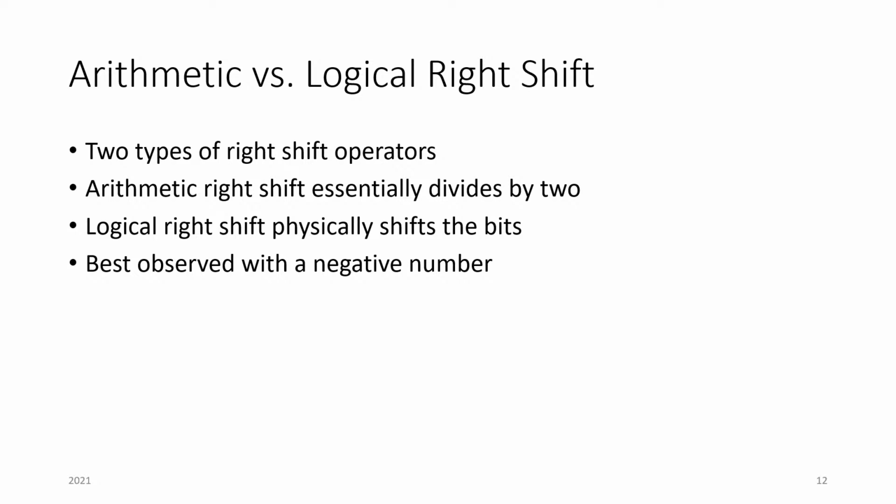Now, there are 2 types of right shift operators you need to pay attention to when you're dealing with these. There's a key difference between arithmetic right and logical right. Arithmetic right will do your divisions that we have seen so far. However, logical right just shifts the bits. It will not do that division for you. And we're going to observe this with a negative number as the key difference between the 2 of them.